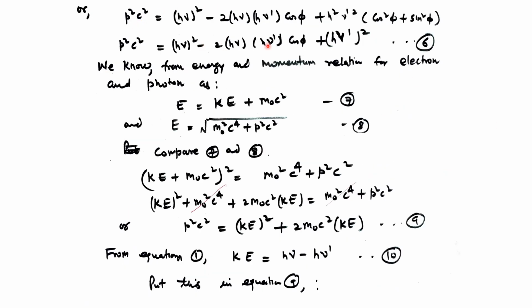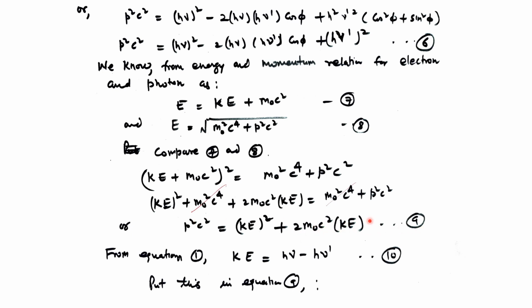And if we rearrange again, it will be p square c square equal to (h nu) square minus 2 h nu h nu prime cos phi plus (h nu prime) whole square. And also we know a relation: total energy is equal to kinetic energy plus rest mass energy m naught c square. So E equals this. And finally we got a relation p square c square equal to K square, the kinetic energy square, plus 2 m naught c square into KE.